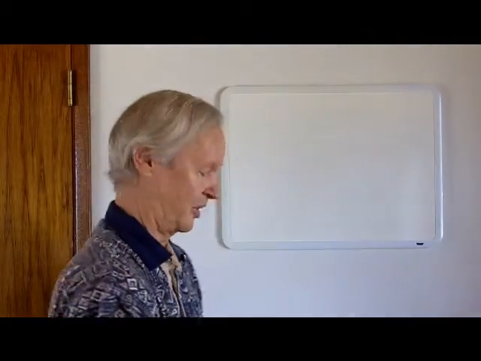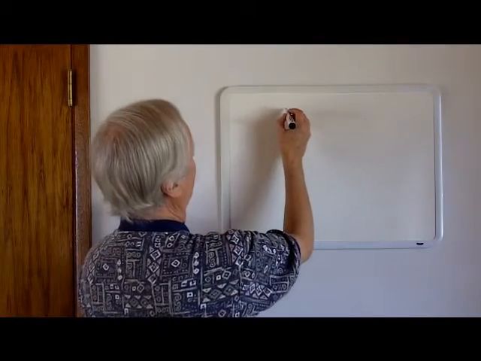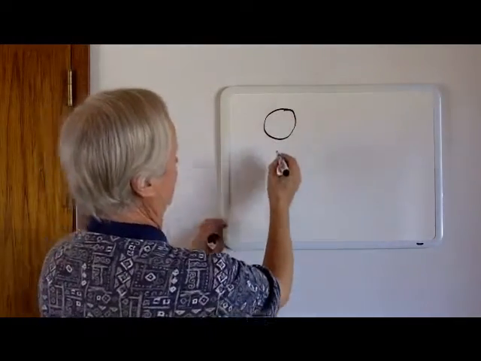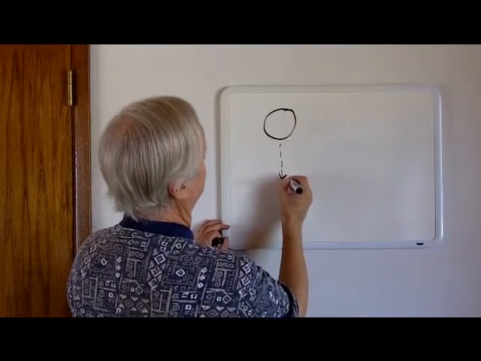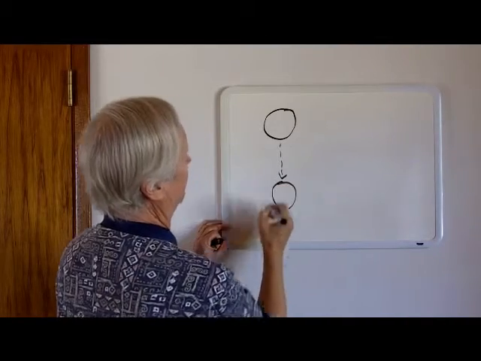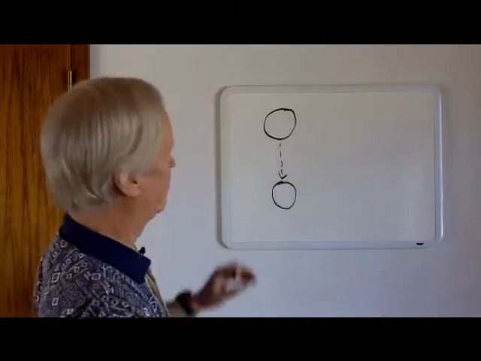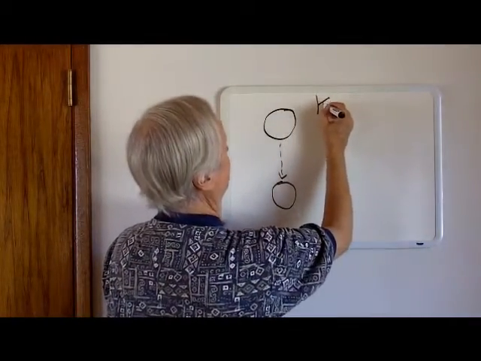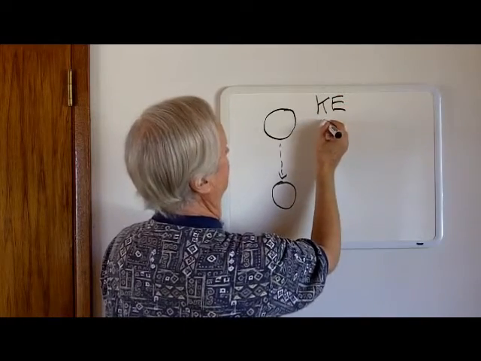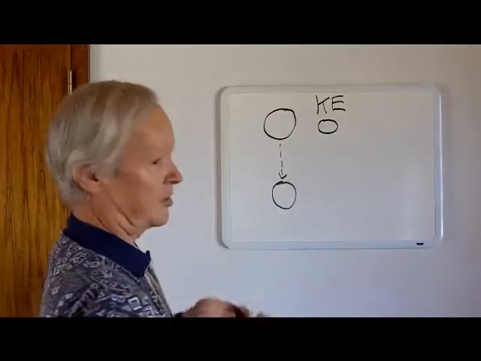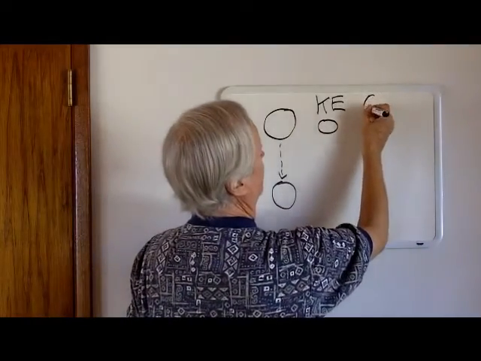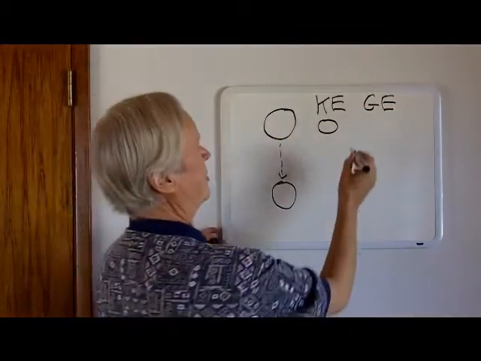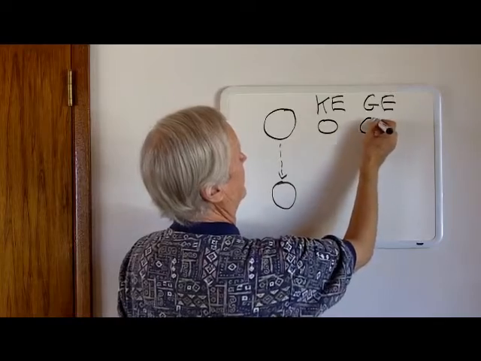Well, let's analyze that situation. Let's say that I hold an object up in the air, and then I release it, and I let it fall towards the ground. So at a time later, the object's down here. At the starting point, we can say it has zero energy of motion, or zero kinetic energy. But it also has gravitational energy, which we'll call GE. And before we release the object, we can say the gravitational energy is zero.